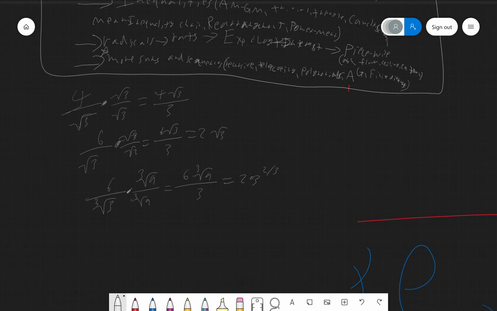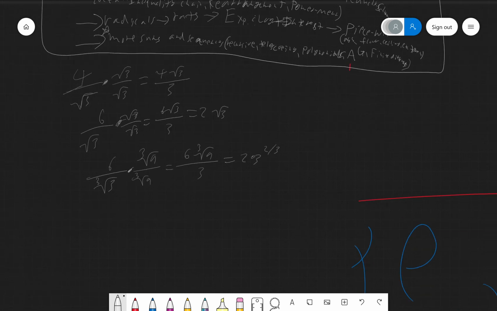Yeah, now we know how to deal with those. If we had a 4th root, we multiply by to the power 3 over 4, right? Next up, we're going to learn about more rationalized denominators, but a harder case.